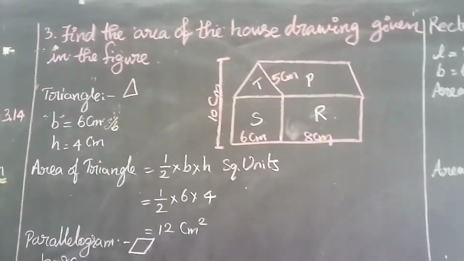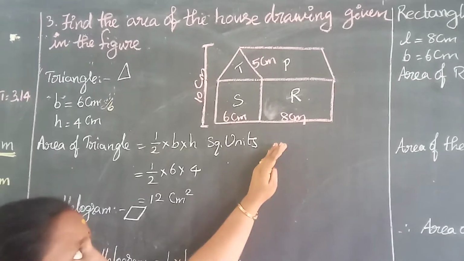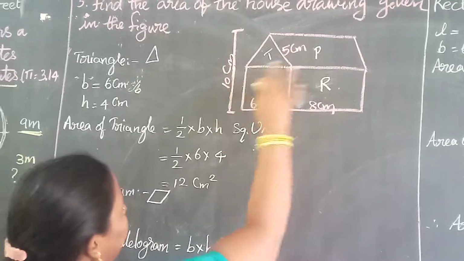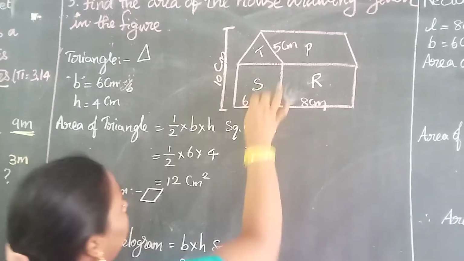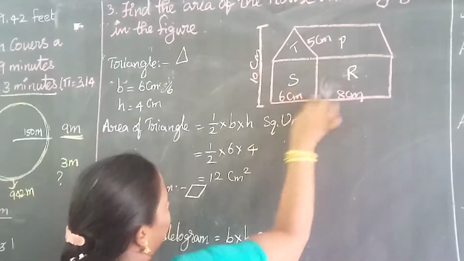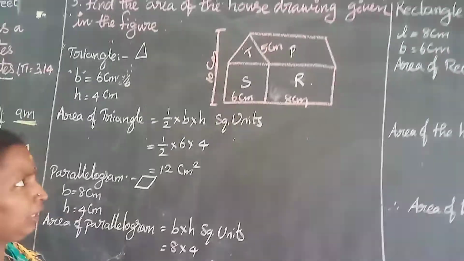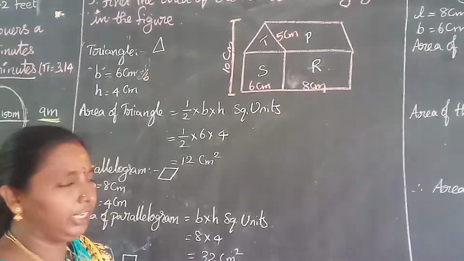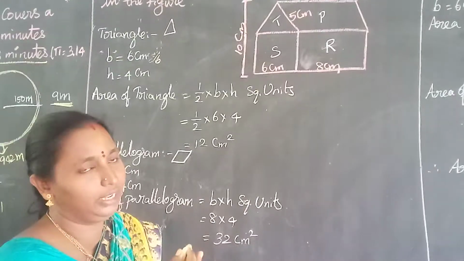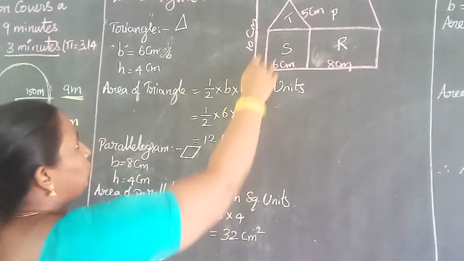Find the area of the house drawing given in the figure. So here they given one house drawing. We are going to find the area of this drawing. See here, look at the picture. How many shapes are involved in this picture? Here you have a triangle. What is this shape? Parallelogram, and then here you have a square, and this shape is a rectangle. So I am going to find the area of the triangle, parallelogram, square and rectangle separately. At the last step I am going to add these 4 areas, then I will get the area of this house drawing. Okay, so first move on to the first area.